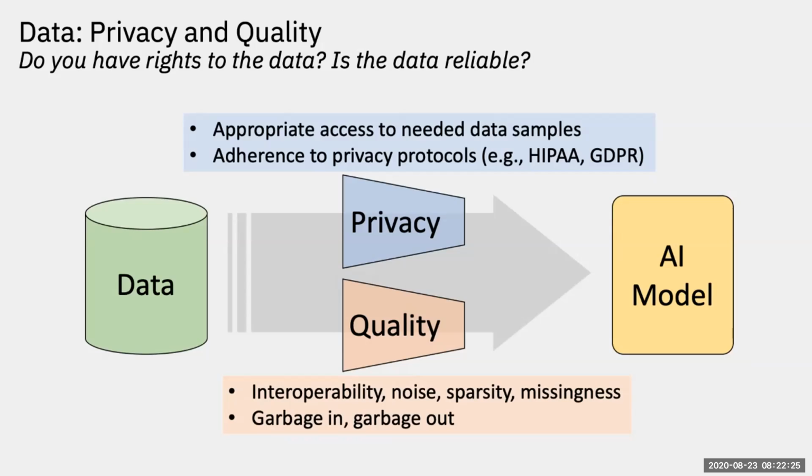Next, we turn to data privacy and quality. The questions that need to be answered here are, do you have rights to the data? Is the data reliable? On the privacy front, we need to assure users that we have followed the appropriate rules and regulations, such as HIPAA and GDPR, and that we have access to the appropriate data needed to train the model. On the data quality front, we need to convince the users that we are aware of and able to handle the challenges related to interoperability, noise, sparsity, and missingness. We need to avoid garbage in, garbage out scenarios.